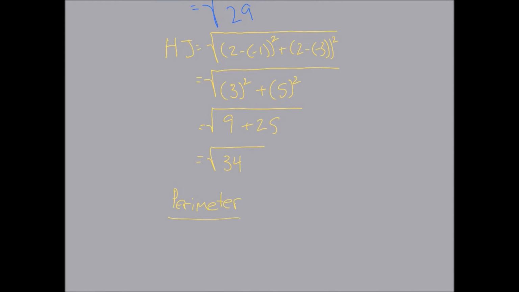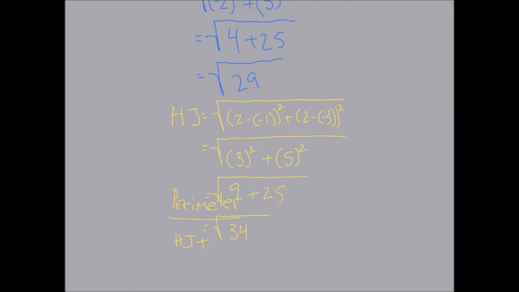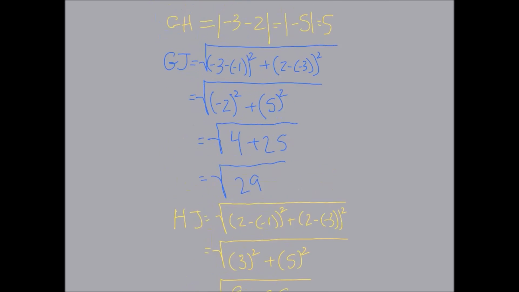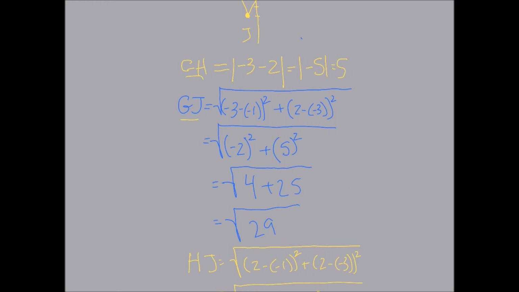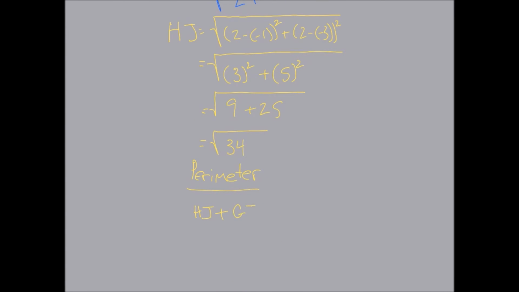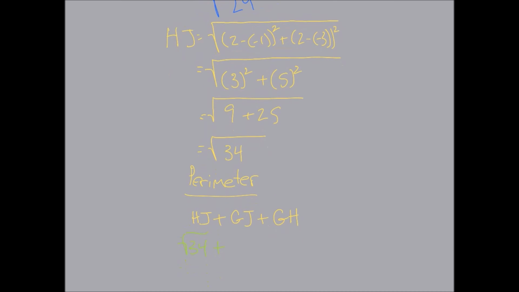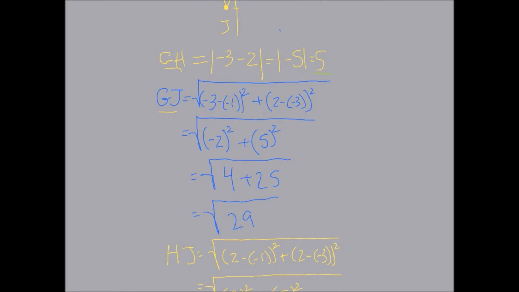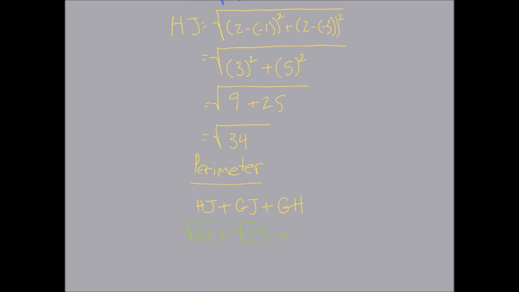Perimeter is just the lengths of the 3 sides all added up. So let's see, GH plus GJ plus HJ. So we've got square root of 34 plus square root of 29 plus, what was that again? 5, which is 5. So we add those all up.